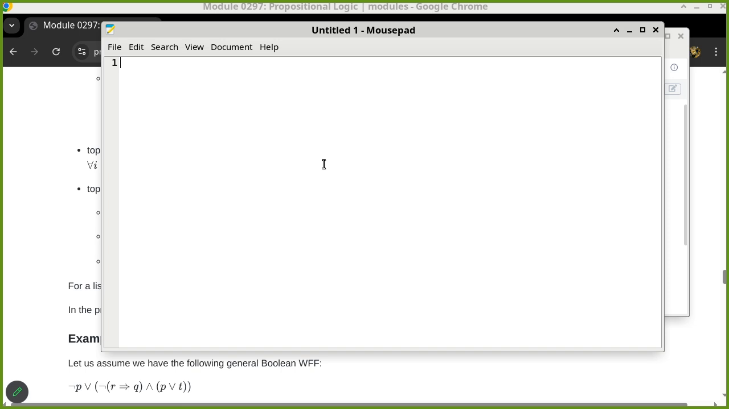So the original expression is not P or, and then we have a not, R implies Q, the whole thing, and P or T. All right, so this is what we start off with, and we want to turn this into a CNF. So the way we turn something into a CNF is semi-mechanical.